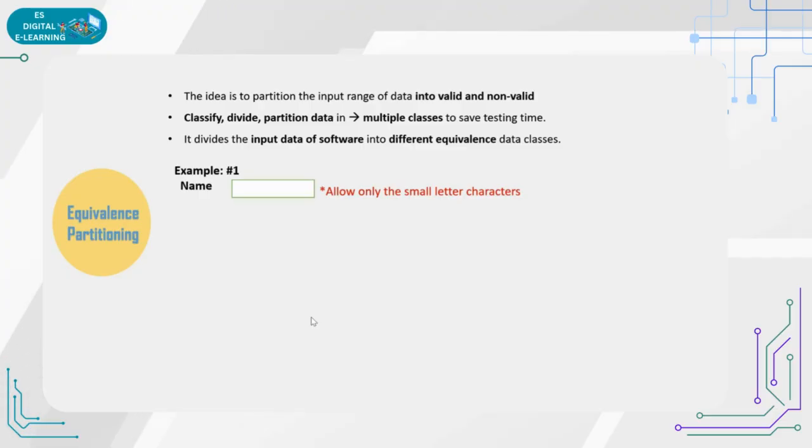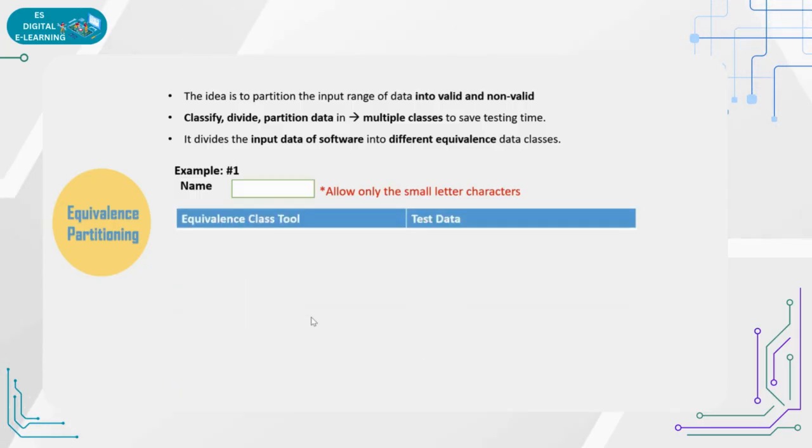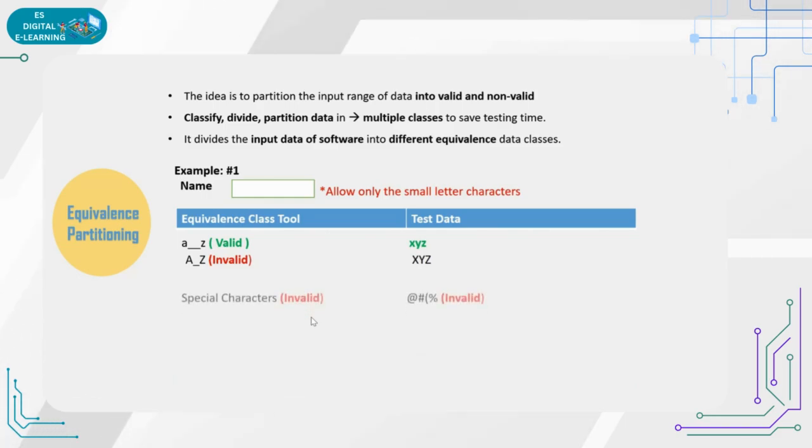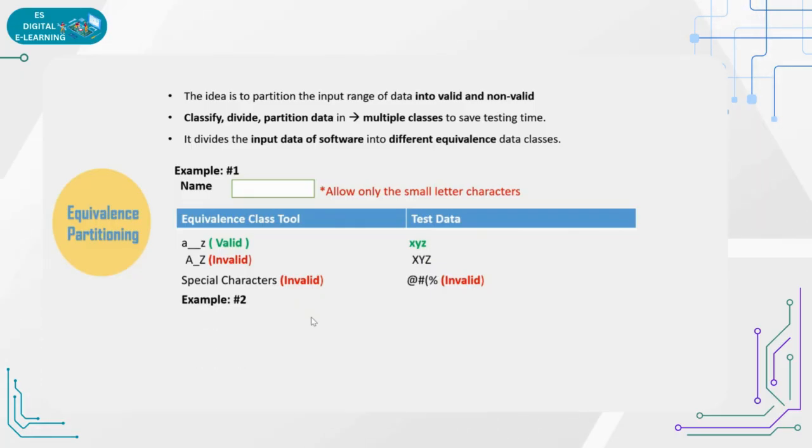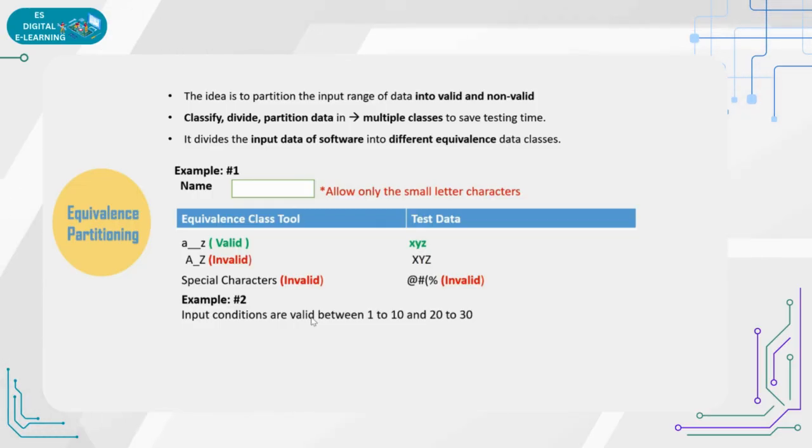Here it should allow only small letters. Can I allow capital letters here? No. Can I allow numbers? No. Can I allow special characters? No. Now we'll see the equivalence classes. If you give small letters, it is valid. If you give caps, it is invalid. If you give special characters, it is invalid. Similarly, let's take another example with numbers.